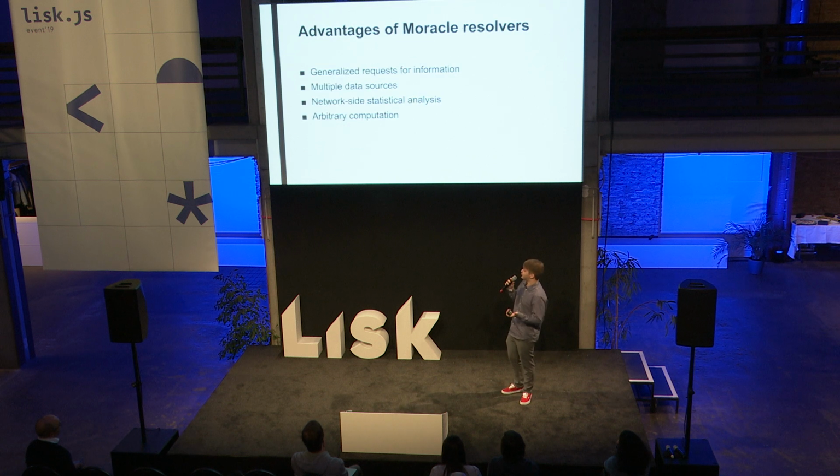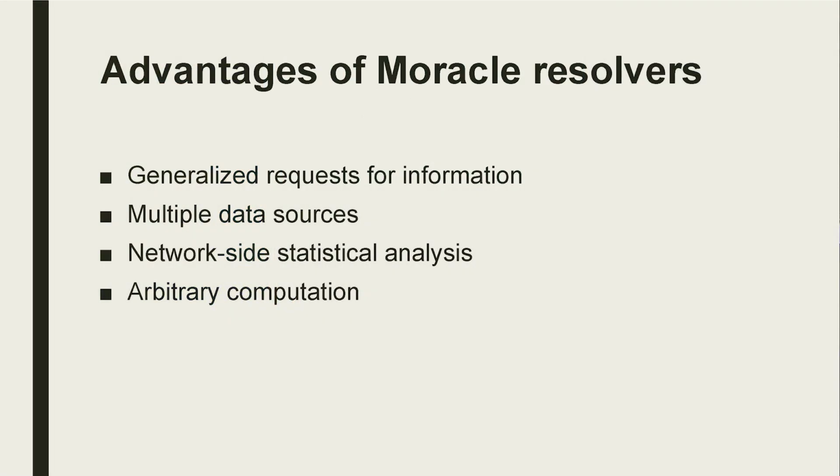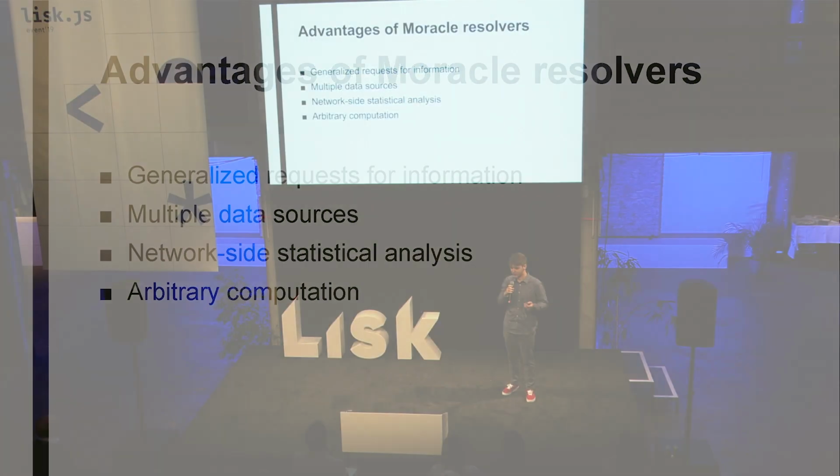And so the advantage of this is multiple-fold. We've replaced these single API endpoints with more generalized requests for information. We've replaced a single data source with multiple data sources. We can perform network-side statistical analysis for rapidly changing information such as financial markets, where we can get network-wide averages and network-wide statistical information such as standard deviation.